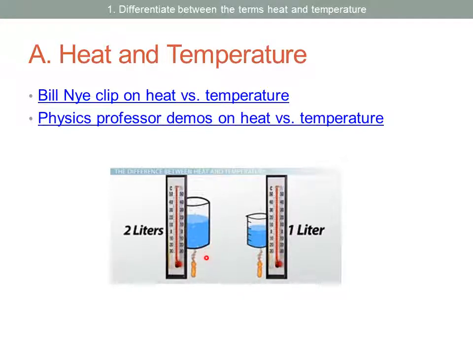The water is boiling. However, the beaker that contains 2 liters of water would actually contain twice as much heat energy or thermal energy than the beaker that contains 1 liter of water, because there's twice as much water over here. Because they're both boiling, we know they're at the same temperature, but there'd be more heat energy here with the larger beaker.